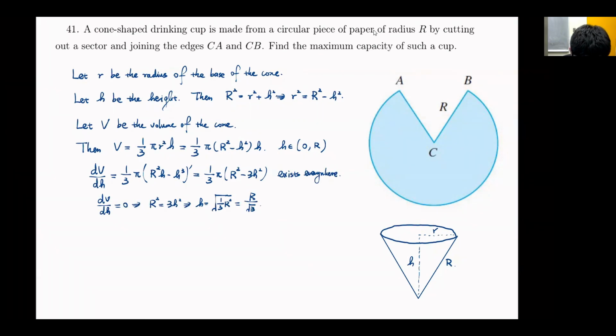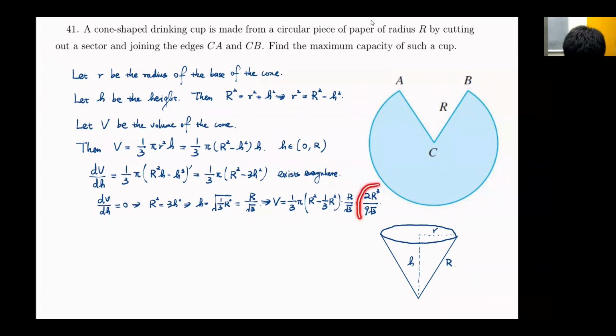And let's look at the function value at this critical number. If h equals R over root 3, this will tell me that V is equal to 1/3 pi times (R squared minus 1/3 R squared) times R over root 3. You do the arithmetic by yourself. At the end of the day, what you will obtain will be 9 root 3 at the bottom, and on top, I should have got 2R cubed. So this is the volume we obtain at the critical number.